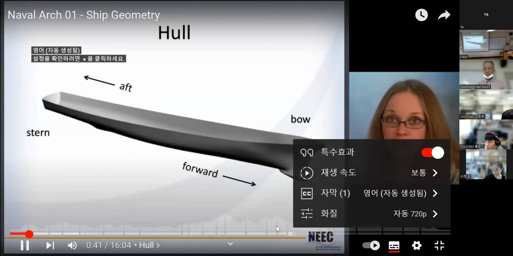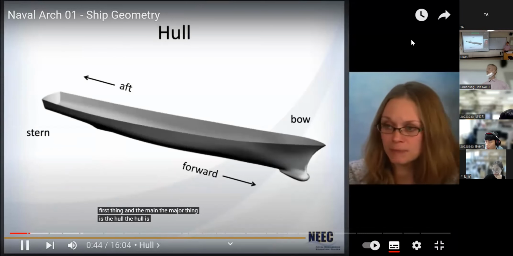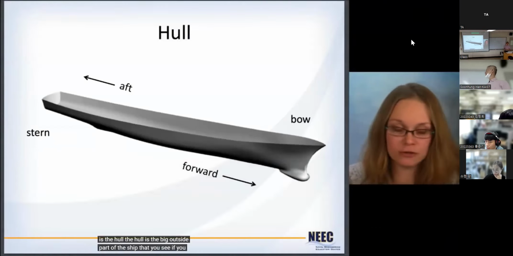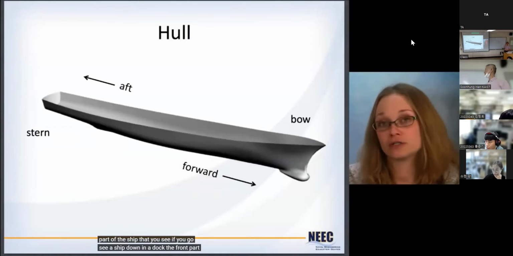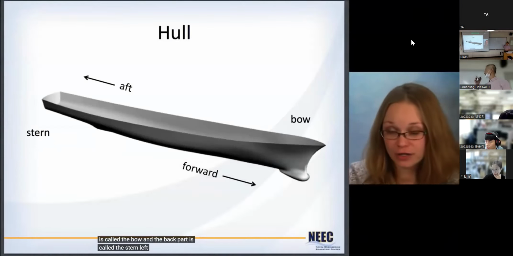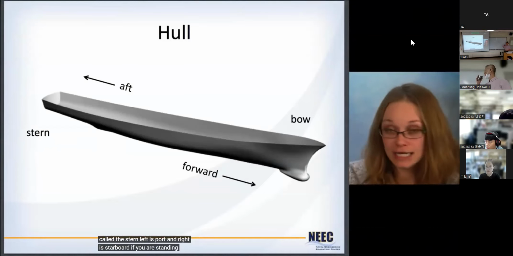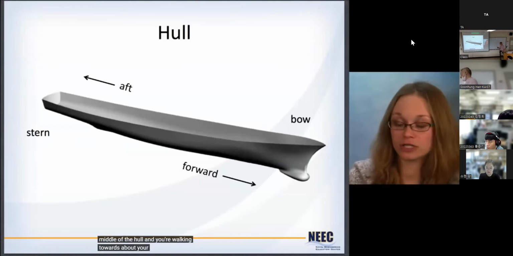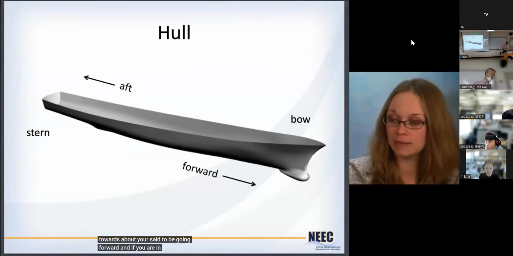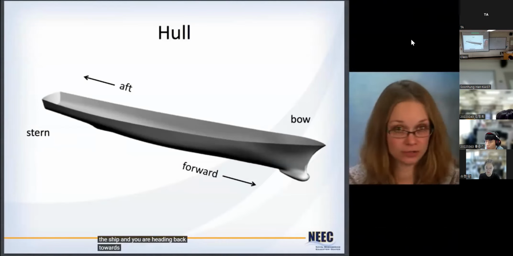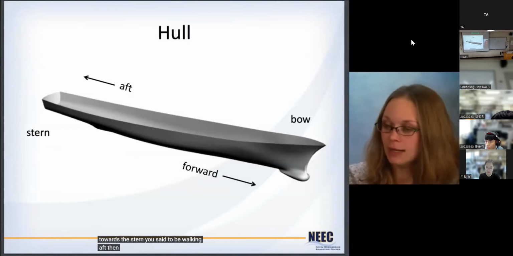So the first and major thing is the hull. The hull is the big outside part of the ship that you see if you go see a ship down at a dock. The front part is called the bow, and the back part is called the stern. Left is port, and right is starboard. If you are standing in the middle of the hull and walking towards the bow, you're said to be going forward. And if you are in the middle of the ship and heading back towards the stern, you're said to be walking aft.